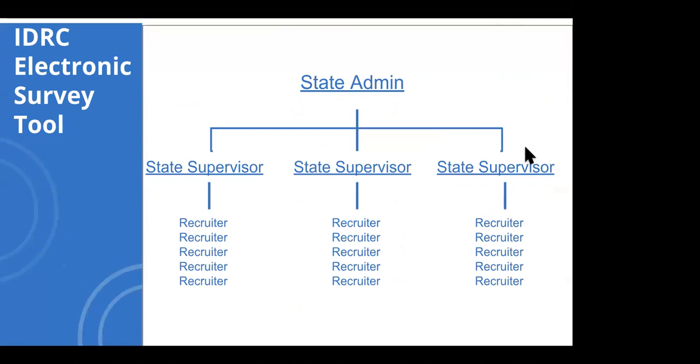And to give you a little idea of the organizational hierarchy, you can see here that the recruiters are the ones at the base level that are interacting with the surveys, getting the referrals automatically assigned to them. And then the state supervisors are the ones that oversee the recruiters. And then the state admins are the ones that are overseeing everyone.